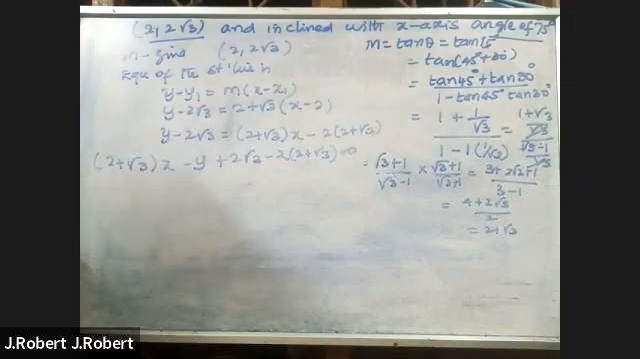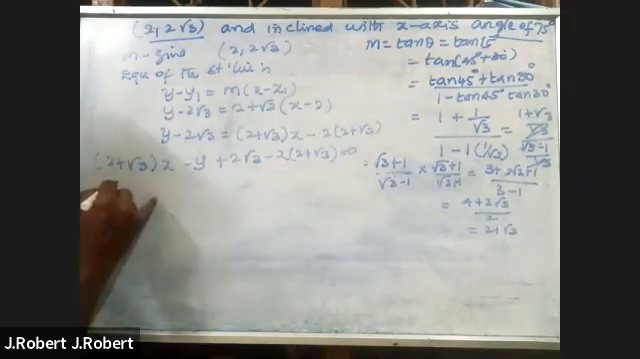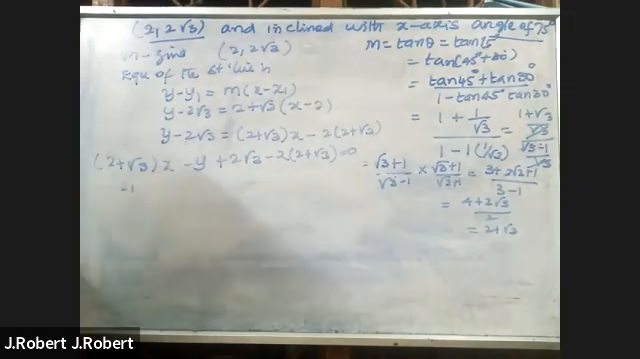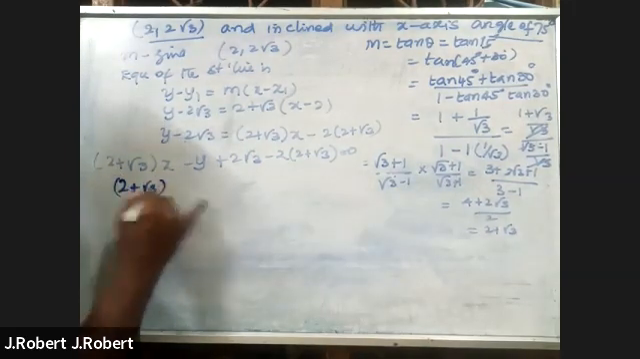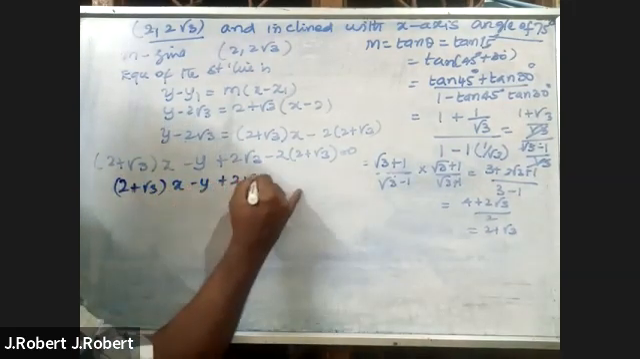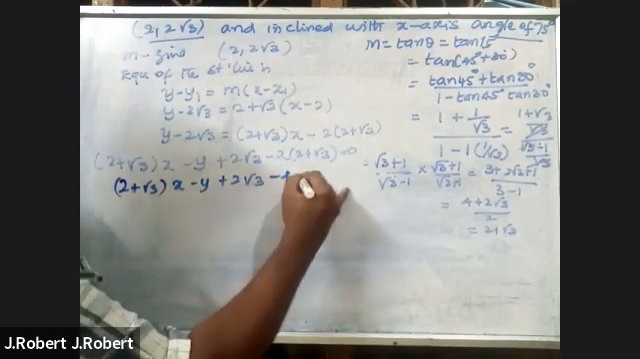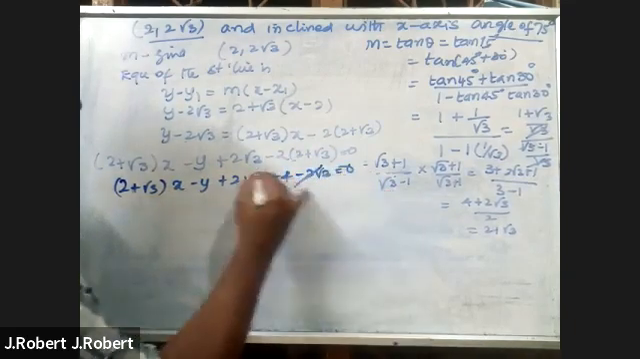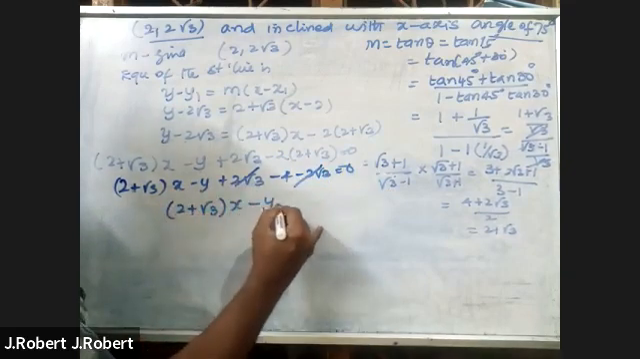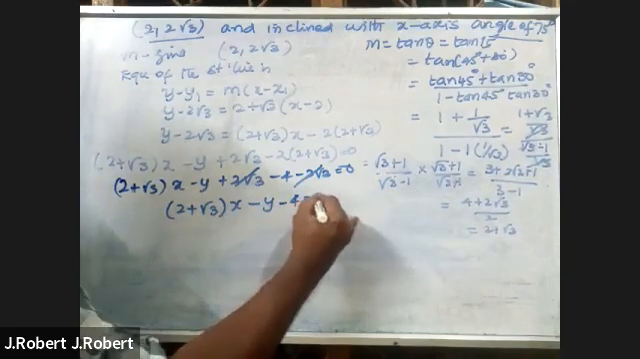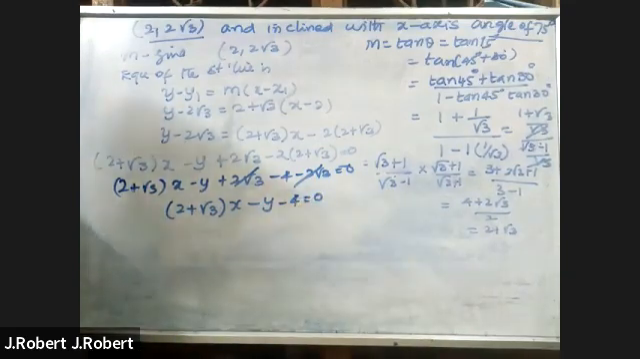Now we split it: 2 plus root 3 into x, minus y, plus 2 root 3 minus 4 minus 2 root 3 equals 0. These two will get cancelled. Therefore, the required equation is 2 plus root 3 into x minus y minus 4 equals 0. So this is how we have to find it.